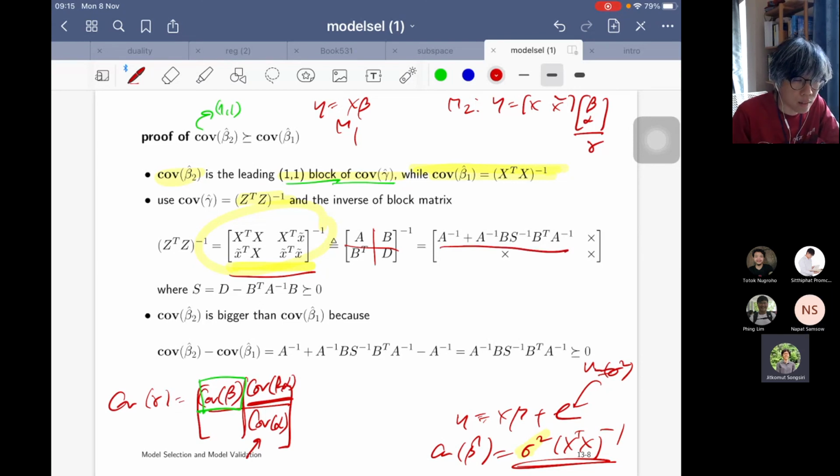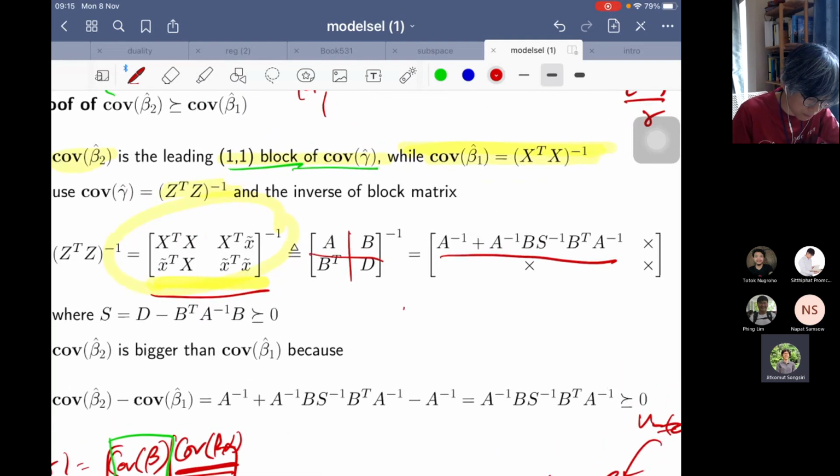What is A in this slide? A is X transpose X, right? What is B? X transpose X tilde. Okay. What is D?